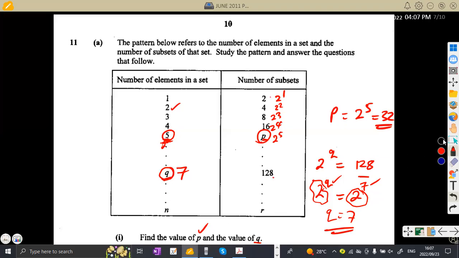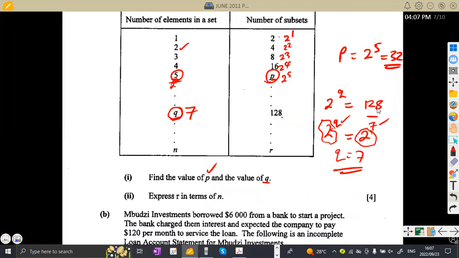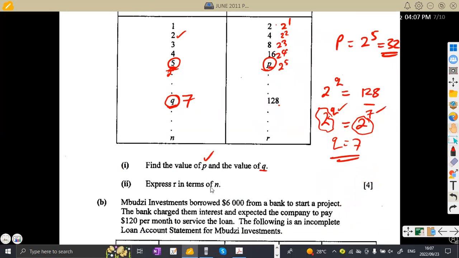All right, then let us see the other part of the question, which is to express R in terms of n. Remember, guys, what was the relationship? To find this number that we have, it's 2 to the power of this number. So R is going to be 2 to the power of whatever number n is representing. So R is equal to 2 to the power of n.